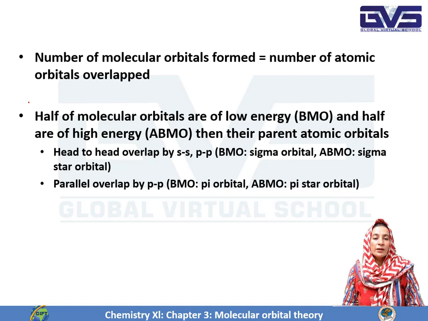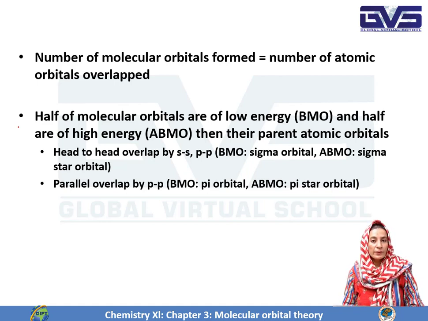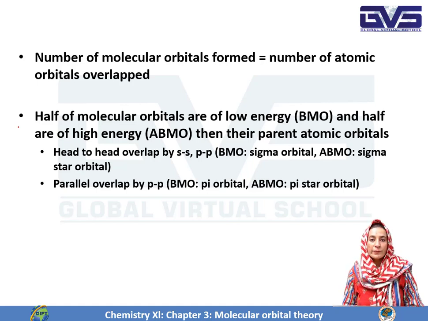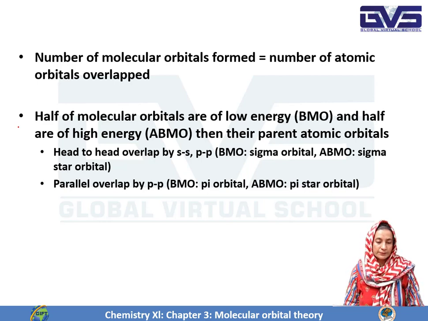There will be head-to-head overlap between s and s, or p and p. The low energy orbital is called the bonding molecular orbital, sigma, and the higher energy one is called sigma star, the anti-bonding molecular orbital. BMO stands for bonding molecular orbital, ABMO stands for anti-bonding molecular orbital. The parallel overlap will be between p and p, and the lower energy bonding molecular orbitals will be called pi, and the higher energy anti-bonding molecular orbitals will be called pi star.